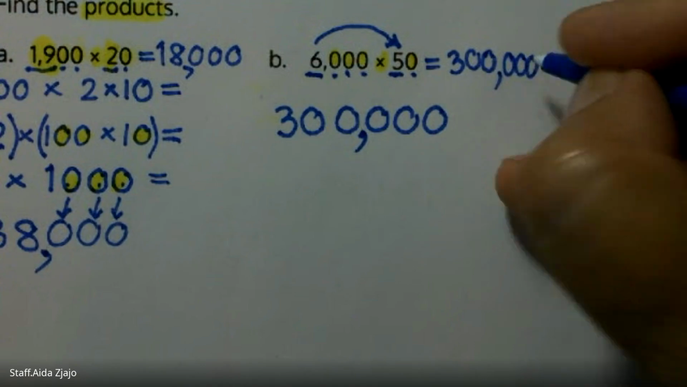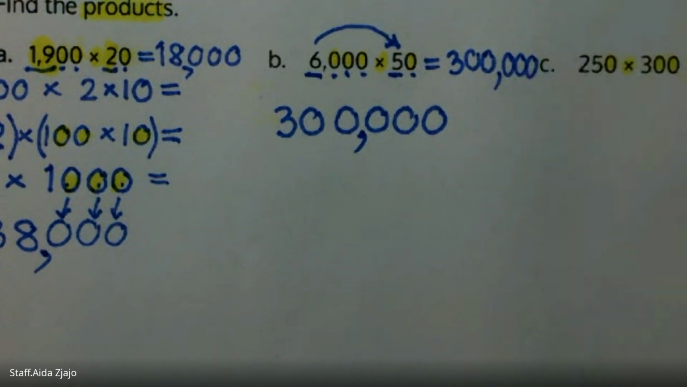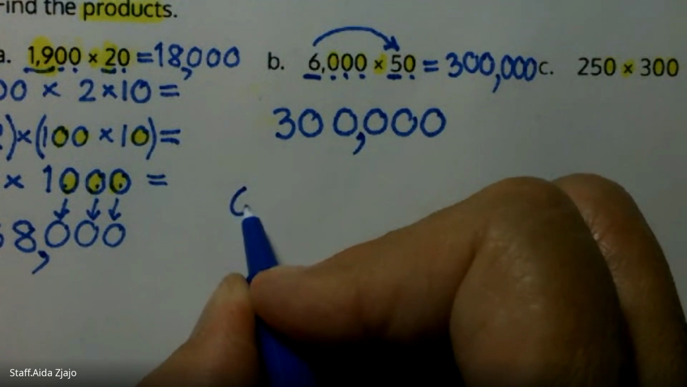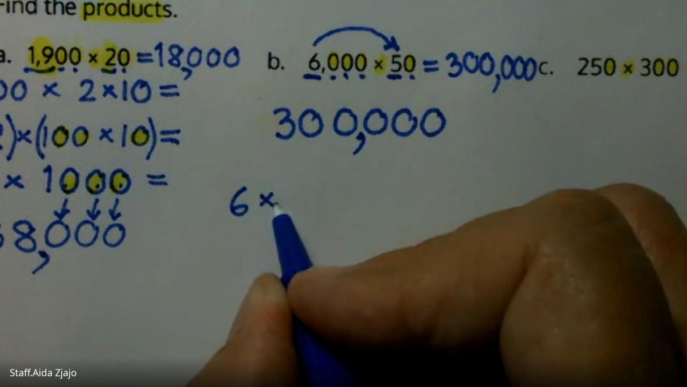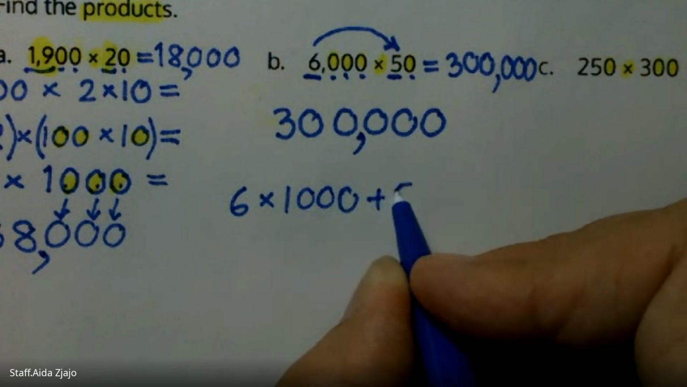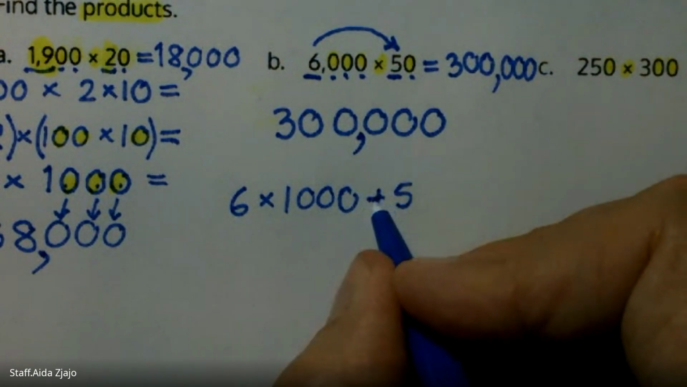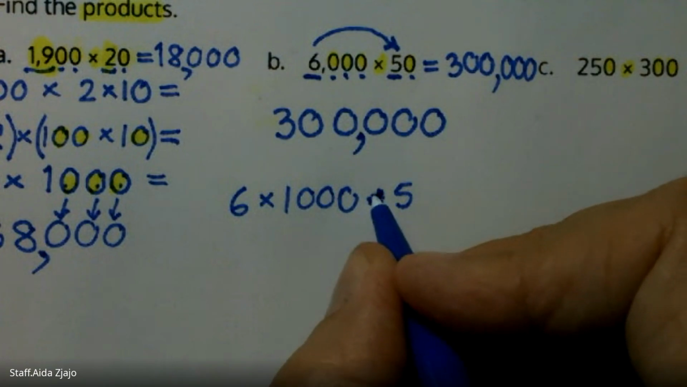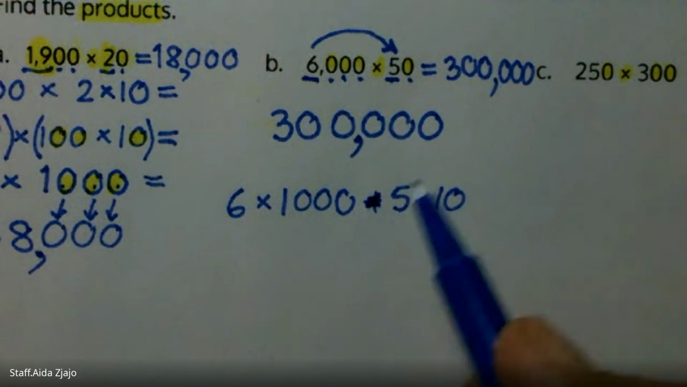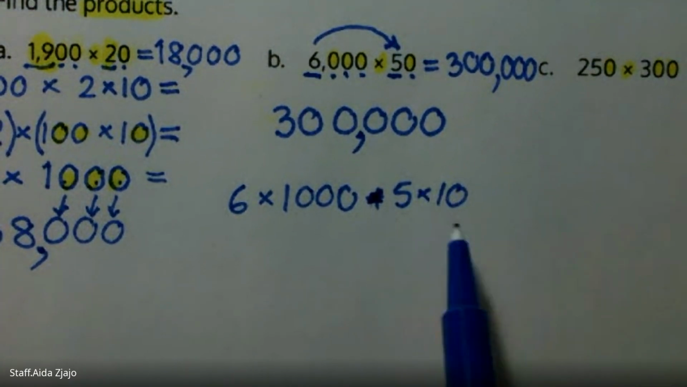300,000 is the answer on this. If you still don't understand it, I can expand it. 6 times 1,000 times 5 times 10. It's all multiplication, so no plus there.